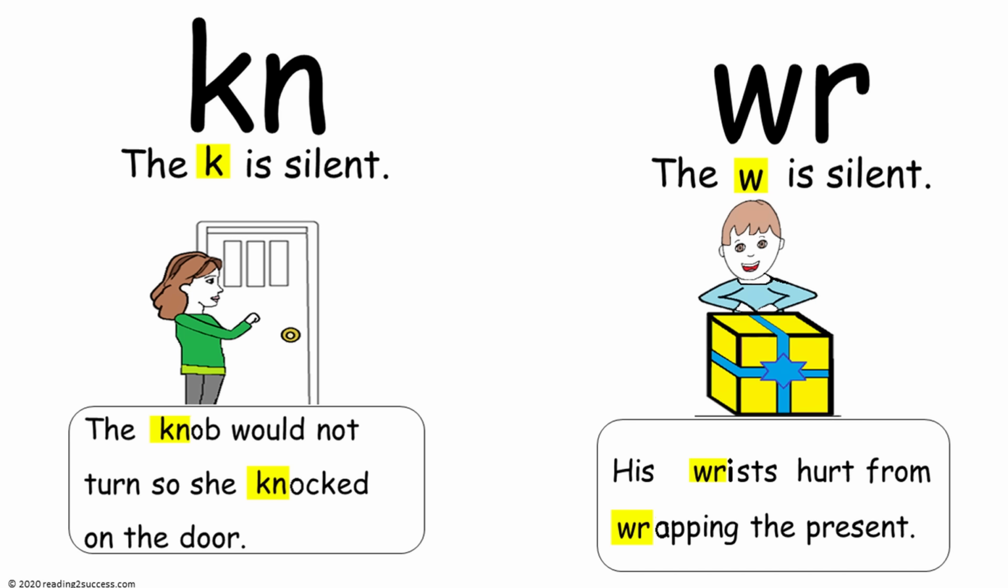This can be very confusing for kids because if they follow the phonics rule, every letter or letter combination makes a certain sound, but this is an exception. So we're going to teach kids words that begin with KN and WR and the sounds that they make.